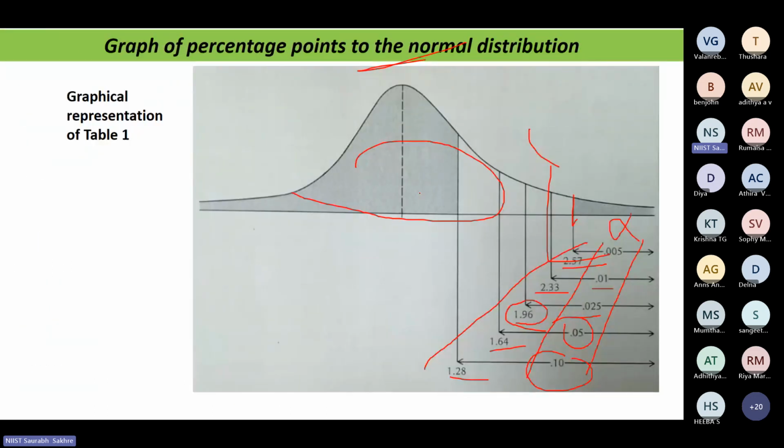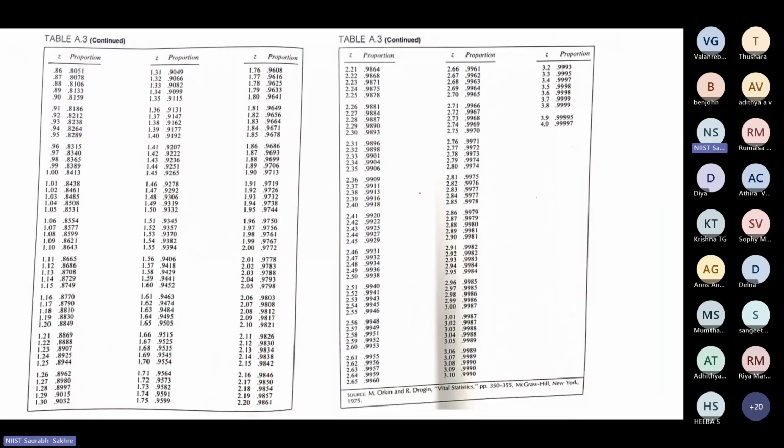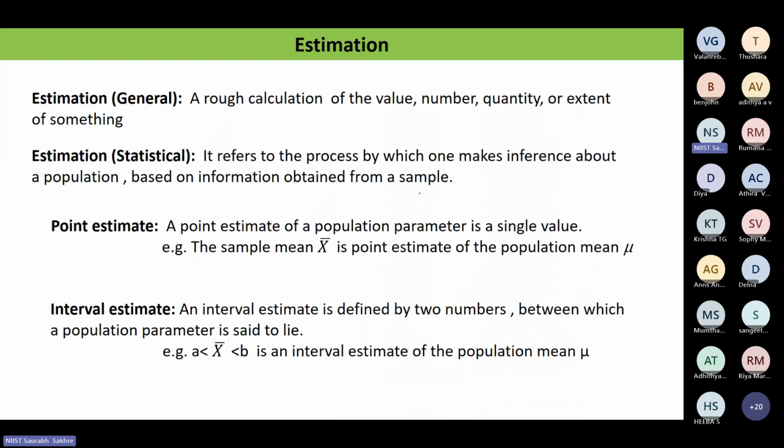Now we will see estimation. Now we will come to the point about estimation. So what does estimation mean? First we will see the general definition of estimation. In general, it is a rough calculation of the value, number, quantity or extent of something, right? We estimate it. That is the general definition of estimation.